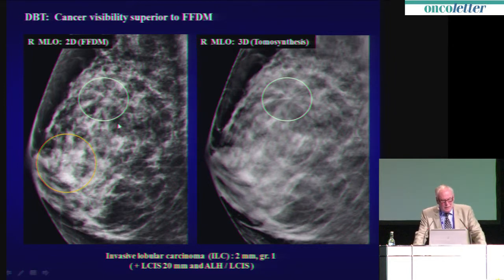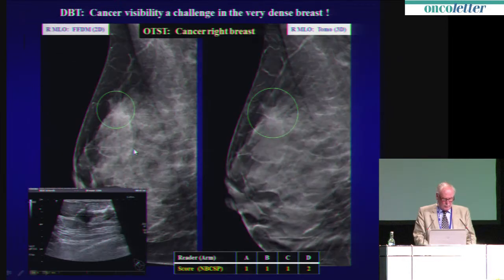So cancer visibility is heavily superior to digital mammography. In dense breast parenchyma, it might be difficult to identify these spiculated lesions. What we see is, of course, the spiculation, that means the desmoplastic reaction around these cancers. And if there is absolutely no fatty tissue surrounding these lesions, we may have problems seeing these fine spiculations.